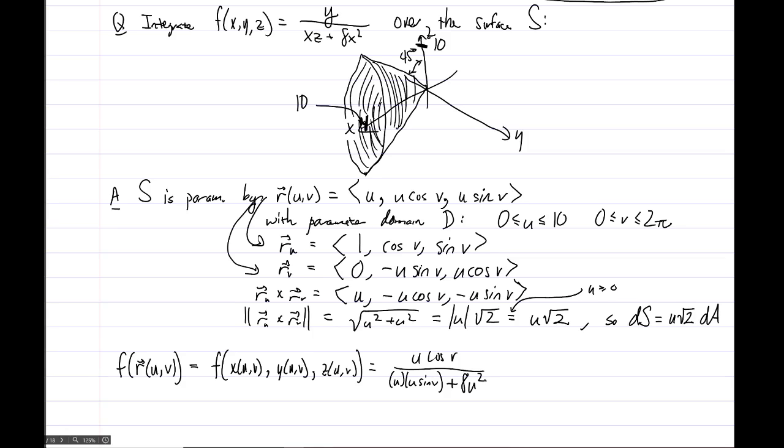Now let's just clean up a little bit. We can factor a u out in the denominator, we can cancel a u on top and bottom, and then we'll be left with cosine of v over u sine of v plus 8u.